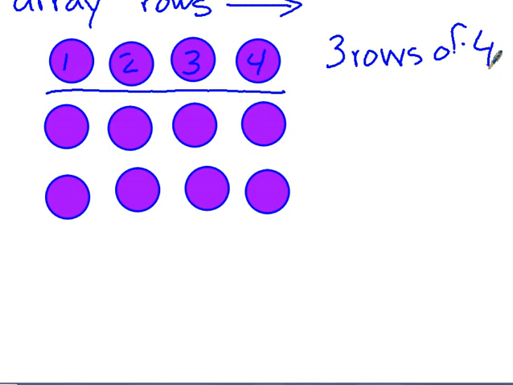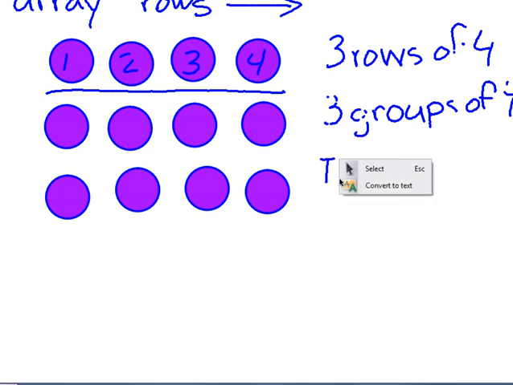Now, if we ask them to think about that in another way, if they're not doing it as an array, they could change the language and they could tell you that there are 3 groups of 4. They might simply say that they have 3 4s.